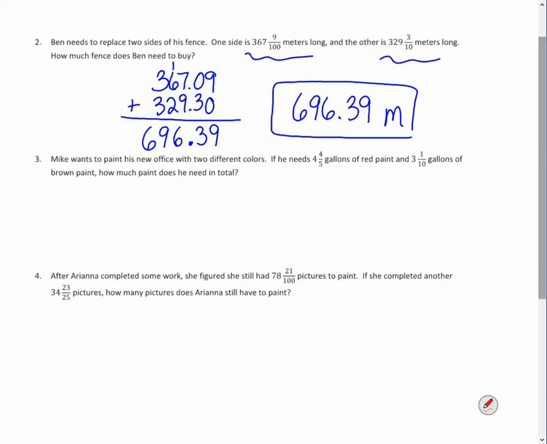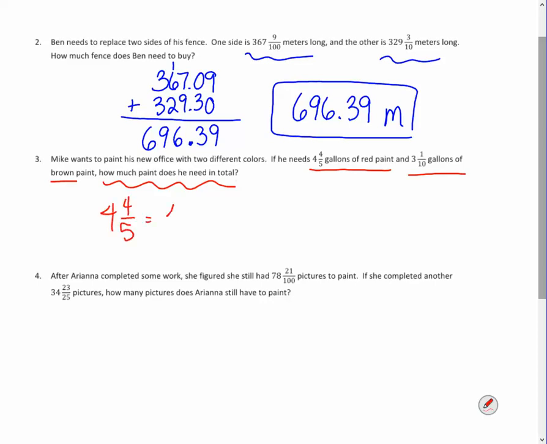All right, so Mike wants to paint a new office with 2 different colors. He needs 4 4/5 gallons of red paint and 3 1/10 gallons of brown paint. How much paint does he need in total? So he needs red paint, he needs that much brown paint, and it says how much does he need in total. So 4 4/5.